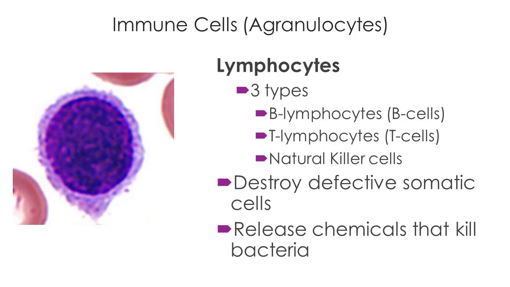Now, these cytotoxic Ts are going to destroy your own body cells if they become tumorigenic or if they're infected with viruses. That's why we say defective somatic cells. And it's going to be these chemicals. The killer Ts, the cytotoxics, they're not phagocytic. They release hand grenades and bombs that are going to kill these defective cells. Again, the killer T lymphocytes are also going to be able to destroy bacteria with those chemicals.